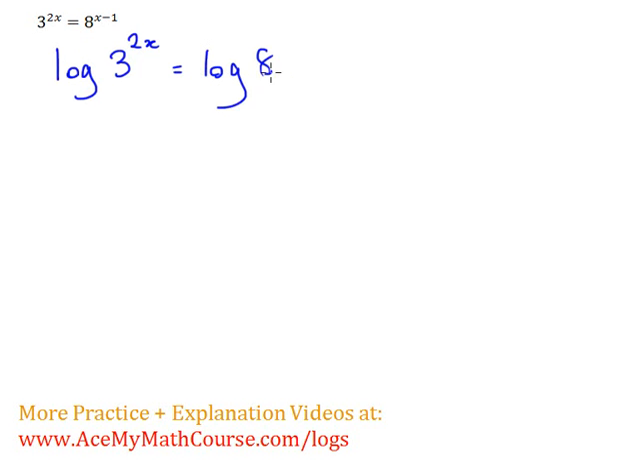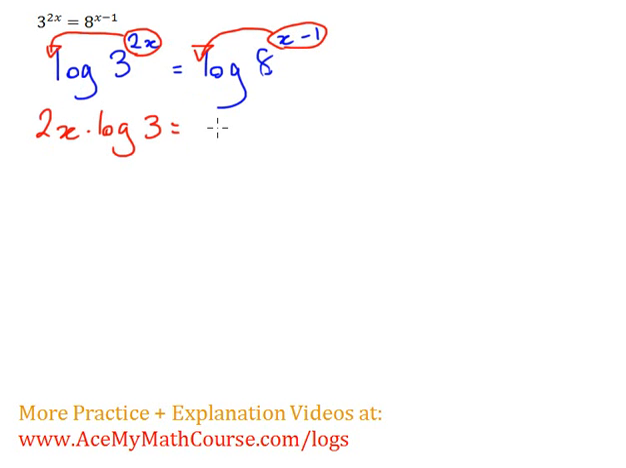And why do we do this? Well, because once we take the logs, we can actually bring down the exponents and multiply them by the logs. Because that's just a log rule. So we're going to have 2x times the log of 3, and that's equal to x minus 1 times the log of 8.